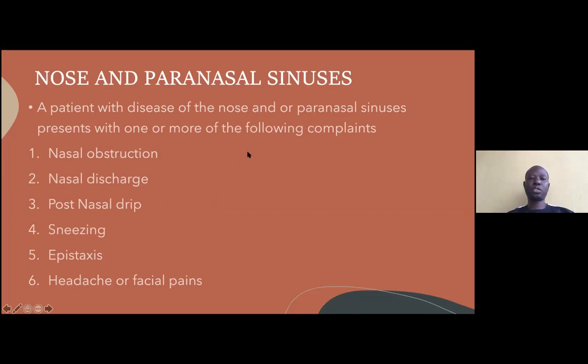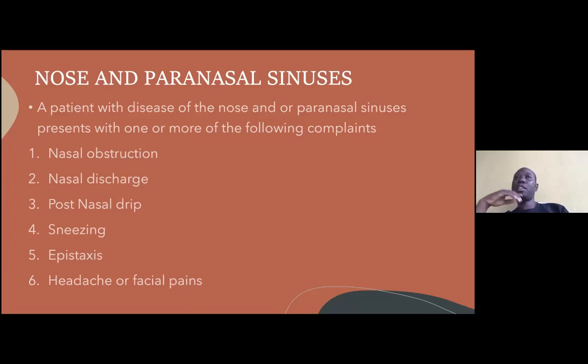Move on to the nose and the paranasal sinuses. So a patient with disease of the nose and paranasal sinuses presents with any of the following symptoms. There could be nasal obstruction, if the nose is congested, and the person might not be able to breathe well, maybe airway obstruction. There could be nasal discharge, which can be mucus or purulent, or sometimes both, mucopurulent. There could be postnasal drip.